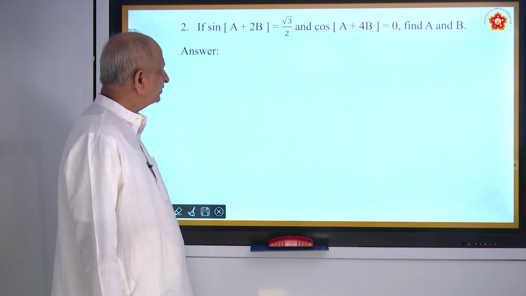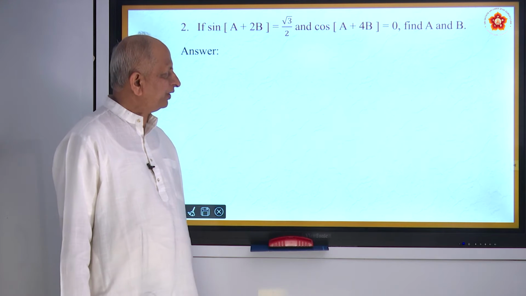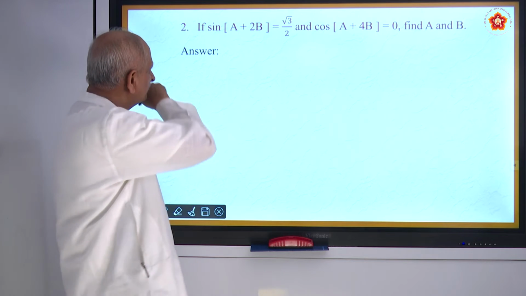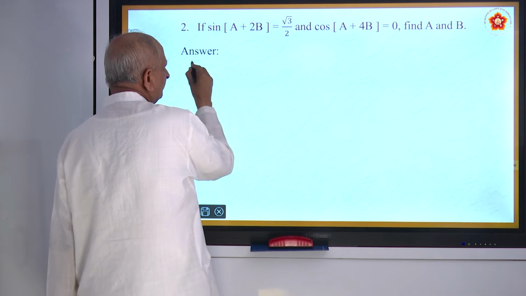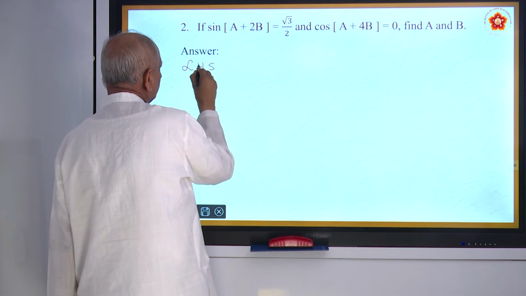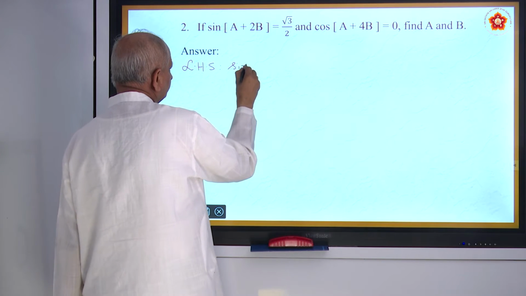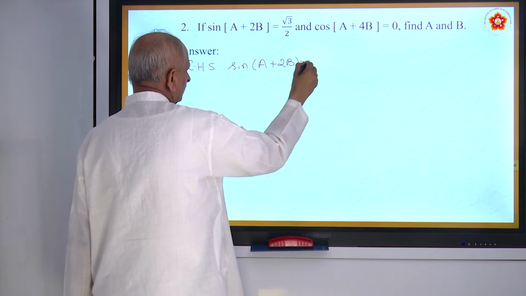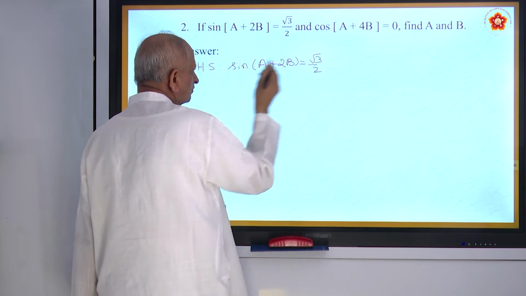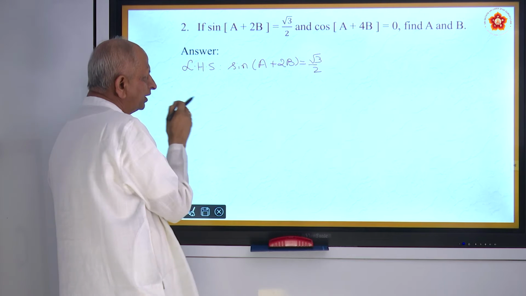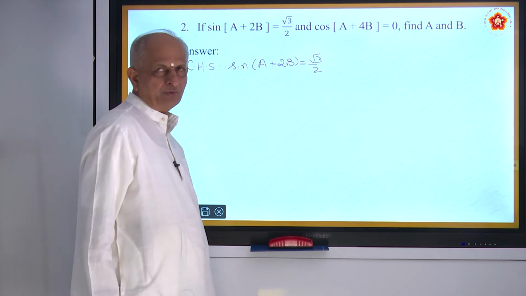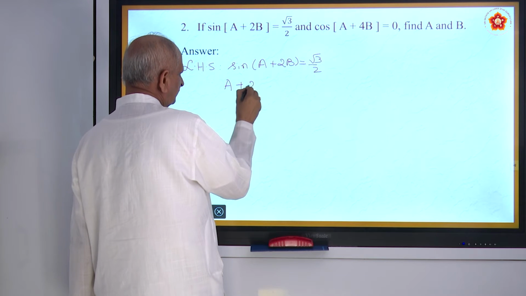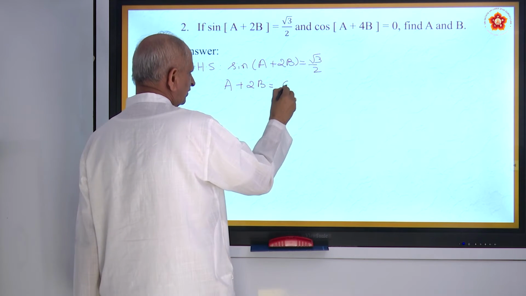Now we shall pass on to second question. If sine of A plus 2B is root 3 by 2, cos of A plus 4B is equal to 0, find A and B. So left hand side, sine of A plus 2B is equal to root 3 by 2. And when you get root 3 by 2, when the angle is 60 degrees, so we can make it out A plus 2B is equal to 60 degrees.